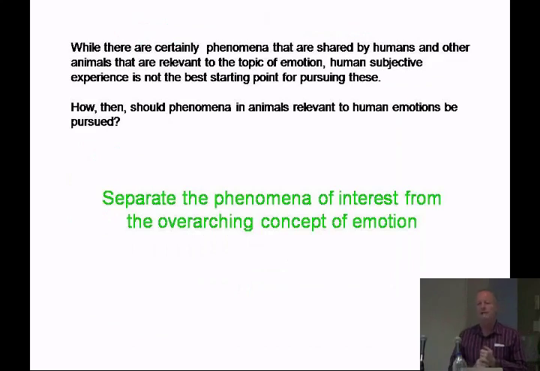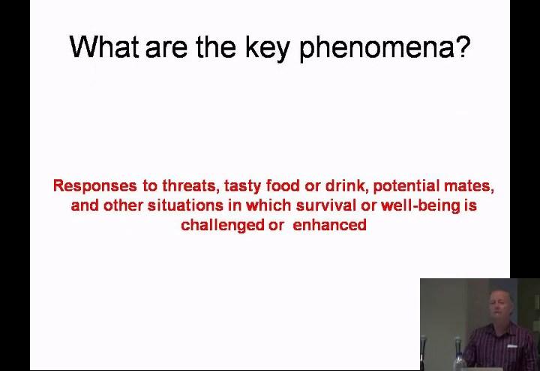I think one of the things we have to do is separate the phenomena of interest from the overarching concept of emotion. There are definitely things shared by humans and other animals that are relevant to the topic of emotion. But I really believe that human subjective experience is the wrong way to get at these. So how do we separate these things? What are the key phenomena? That's the first question to ask.